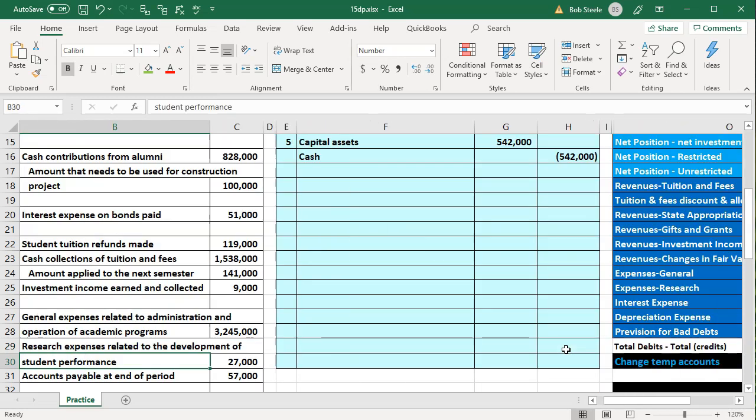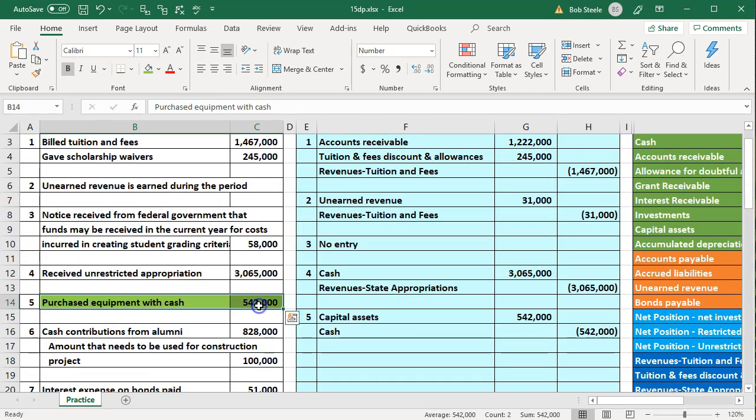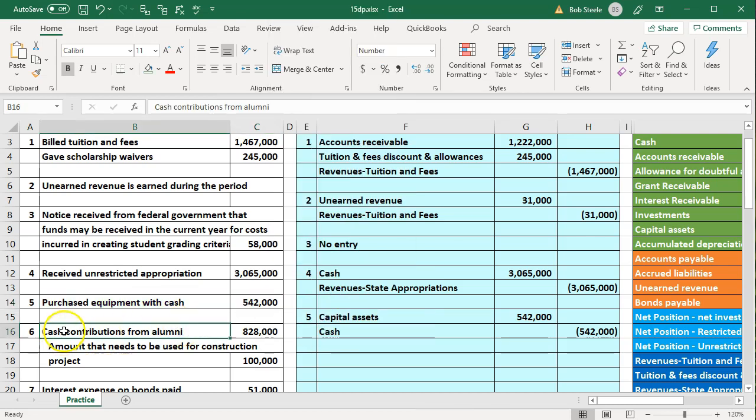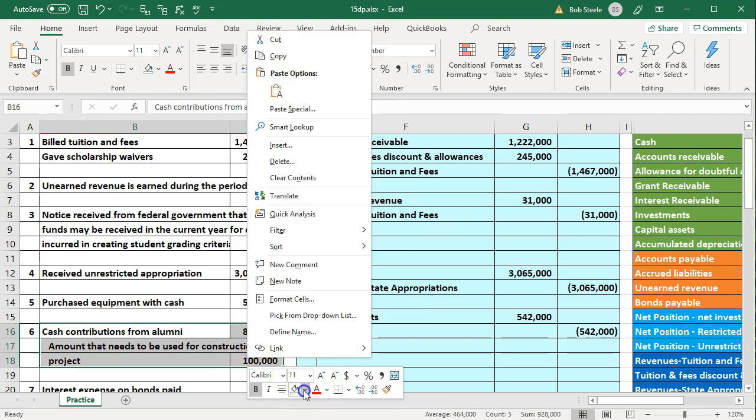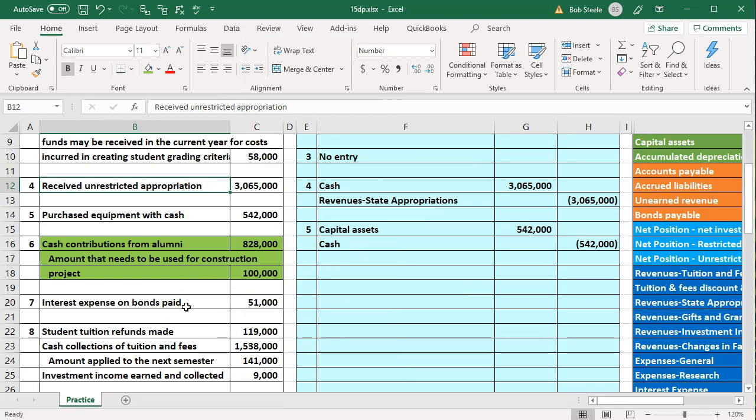Then we can go back to our transactions on the left side. And let's see what we have next. I'm going to ungreen number 5, indicating that it has been completed, because we did indeed complete it. And then we're going to go to number 6. Number 6 is going to be greened up then. Number 6 says we have cash contributions from alumni of $828,000. The amount that needs to be used for construction project is $100,000. In other words, we've got a total of this amount. Of that amount, they've put restrictions on some of it for the contributions of the $100,000. So we got revenue of the total amount, but part of it will then be restricted.